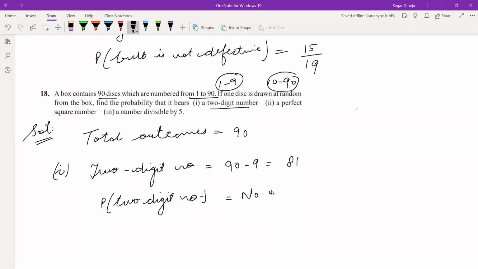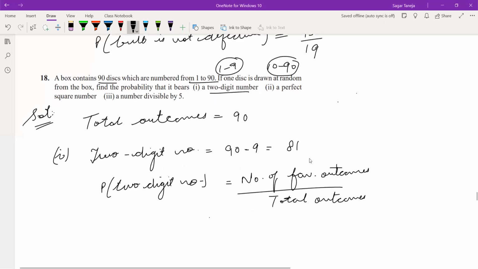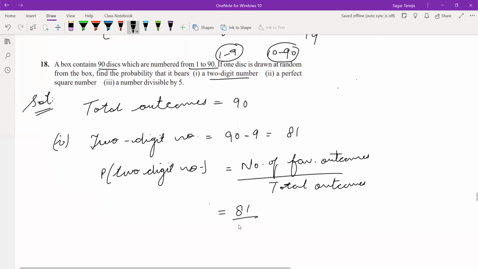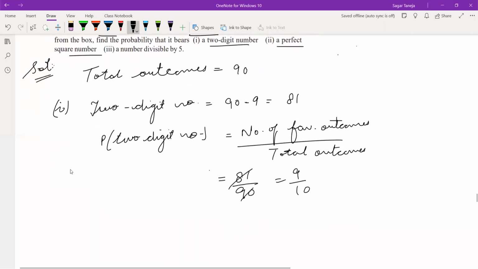So probability of getting a two digit number, if you choose at random any of the discs, that is number of favorable outcomes upon total outcomes. So favorable are 81 and total are 90. With 9 you can cut, 9 by 10. Clear? Then the second is a perfect square number.